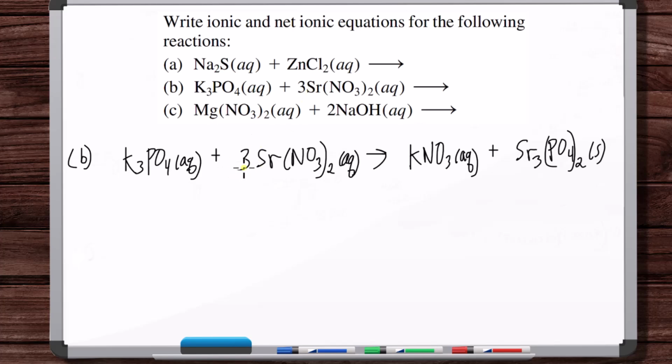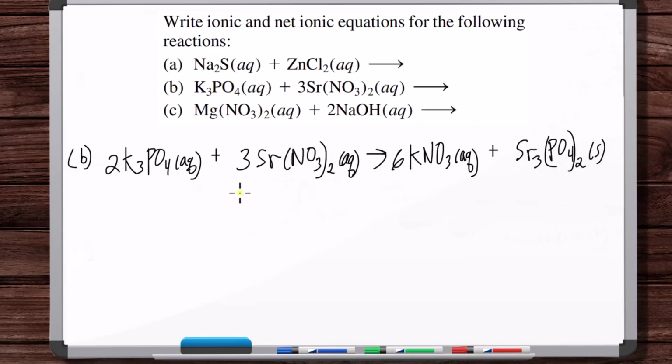That's why they're including this coefficient. So we've got 3 strontiums on the left, 3 on the right. Then you've got 6 nitrates on the left, so we need a 6 here. Then we would need a 2 here to balance the potassiums. So that should be balanced.